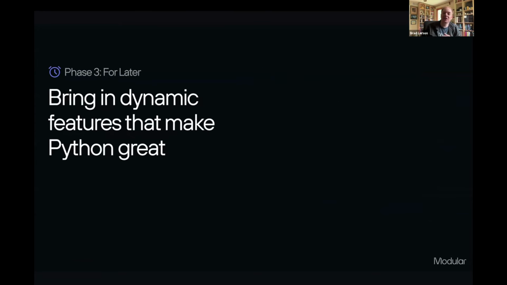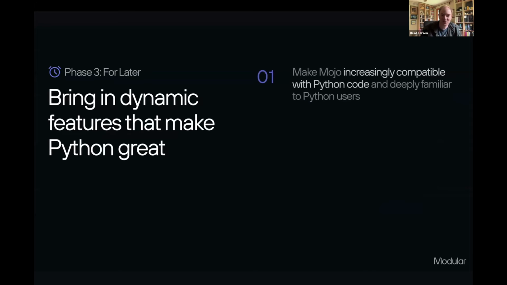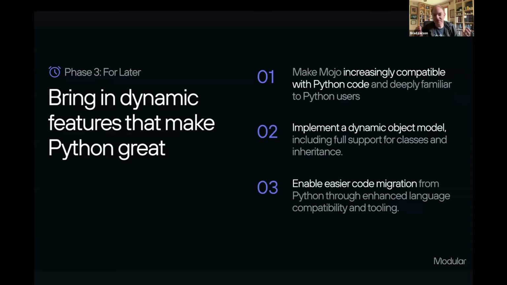And then we look into the distant future of phase three, where we begin to think about what it would take to make it even easier to bring Python code to Mojo. That includes dynamic programming features like classes and inheritance. We plan to expand Python compatibility, and we're even talking about the potential for migration tooling to make it that much easier to convert Python code to high performance Mojo.